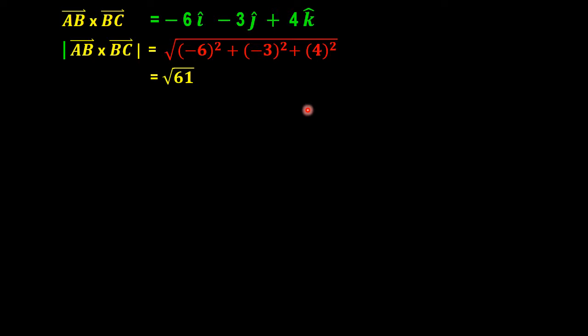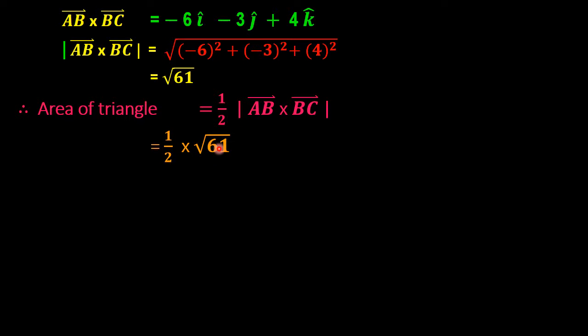Now we use the formula: area of triangle equals half times the magnitude of AB cross BC, which is half into root 61. Therefore, the area of the triangle equals root 61 divided by 2 square units. So this is how we find the area of a triangle. It is very simple.